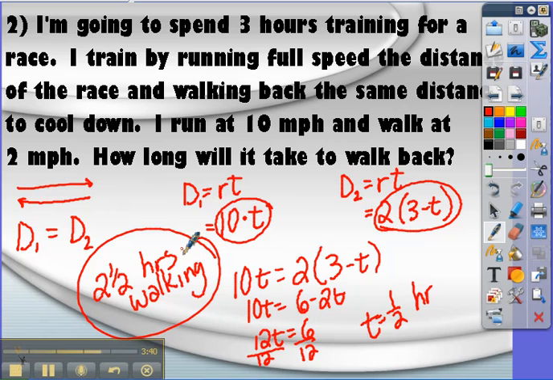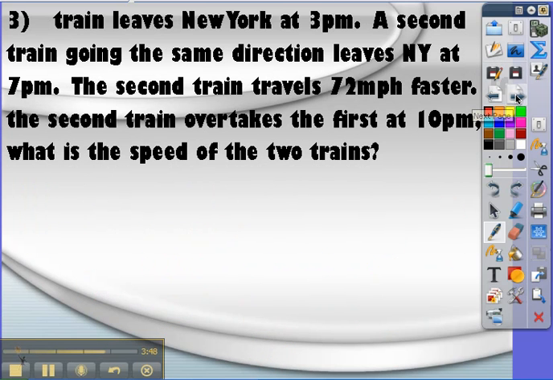All right, let's look at another one. This is a train that leaves New York at 3 p.m. A second train going the same direction leaves New York at 7 p.m. The second train travels 72 miles per hour faster. Now, the second train overtakes the first at 10 p.m. What's the speed of the two trains?